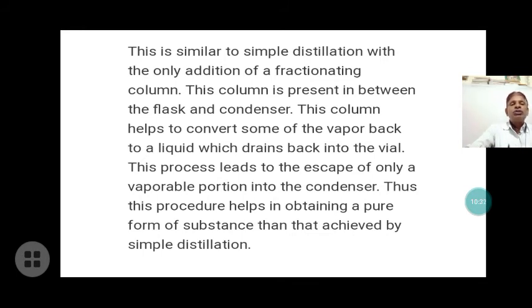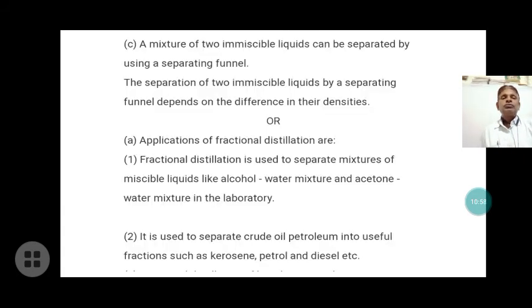Thus, the procedure helps in obtaining a purer form of the substance than is achieved by simple distillation. In this process, the components are separated to a greater extent, and purer components are separated. Some specifications of fractional distillation: it is for a mixture of two miscible liquids.